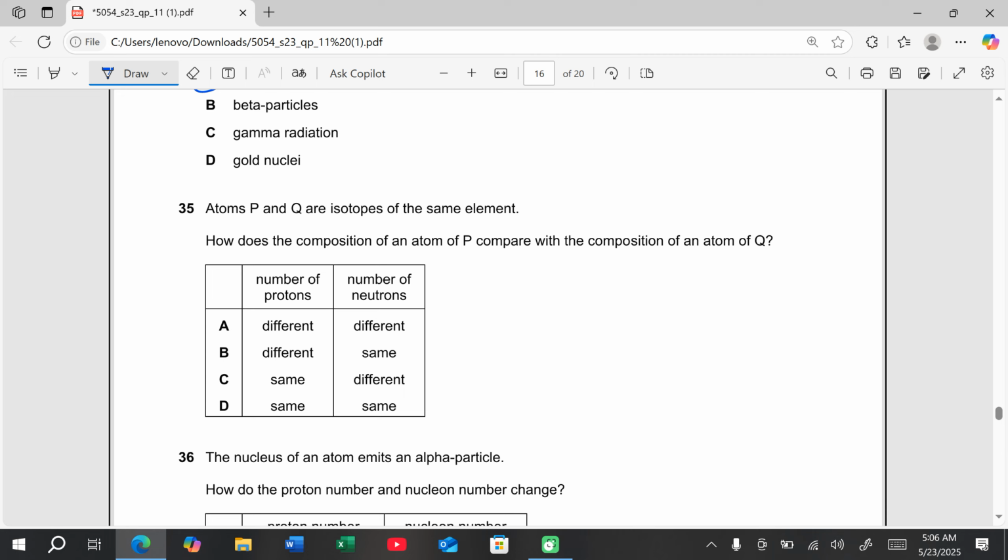Atoms P and Q are isotopes of the same element. How does the composition of an atom of P compare to the composition of an atom of Q? The number of protons has to be the same, the number of neutrons has to be different.